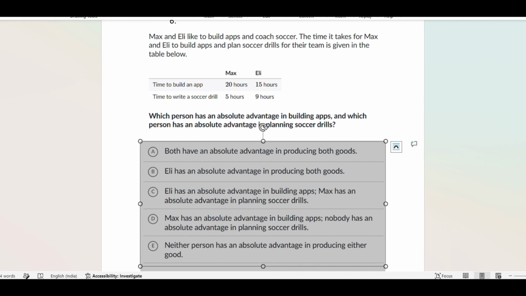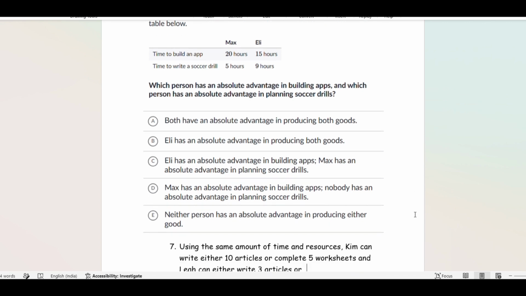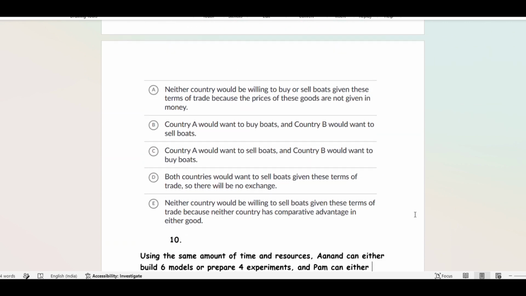So the option would be, I believe, C. Ellie has an absolute advantage in building apps, and Max has an absolute advantage in planning soccer drills. All right, this is as far as your comparative advantage goes.